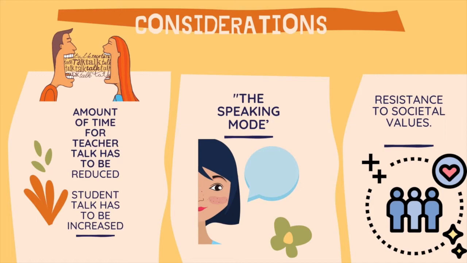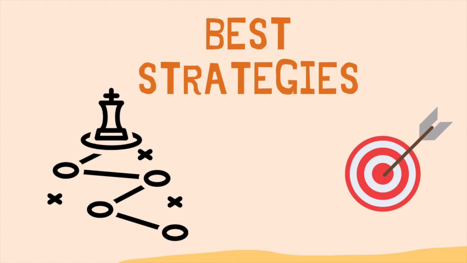Also, keep in mind resistance to societal values. For example, we have to evaluate if our subject matter, English, is a value or not in our society, country. Is math or science seen as more important? Something to think about. So, what are some of the best strategies then?